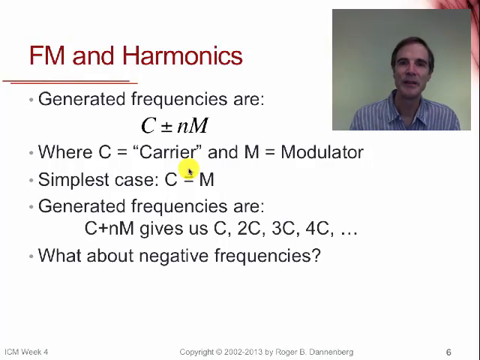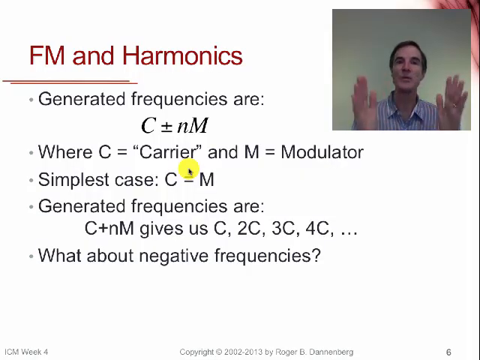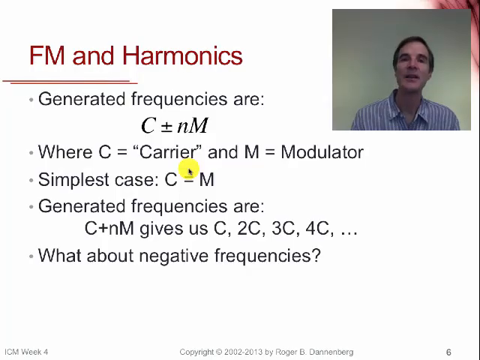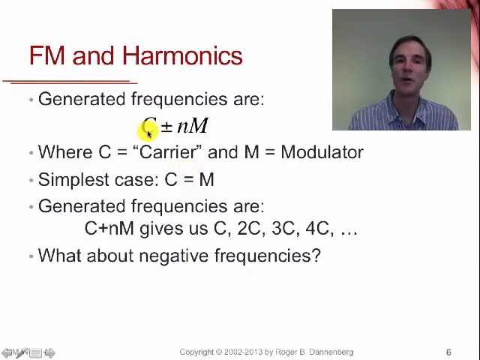Let's try to understand FM in terms of harmonics and the sideband frequencies that are generated. Remember from that picture that if we have a carrier and we modulate it, then we generate sidebands that are plus and minus multiples of that modulation frequency. So we can express that with this very simple formula. The generated frequencies are the carrier plus and minus small integer times the modulation frequency.